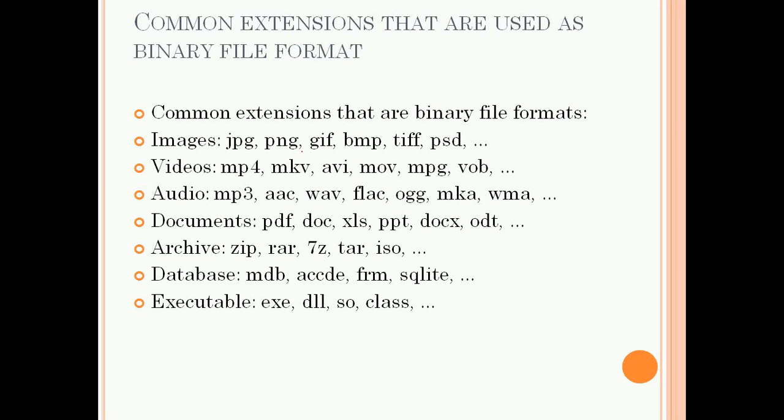These are the common extensions that are used in binary file formats. For images, we use JPG, PNG, GIF, BMP, etc. For videos, MP4, MKV, AVI, etc. For audio, MP3, AAC. For documents, PDF, DOC, XLS, PPT, DOCX. For archives, ZIP, RAR. For database, MDB. For executable files, we use EXE, DLL, etc.